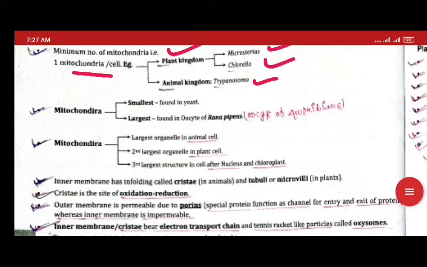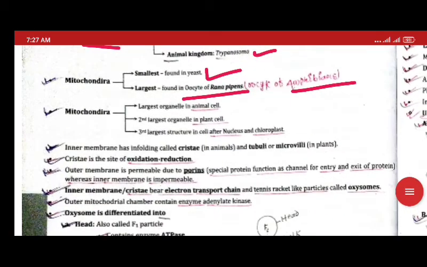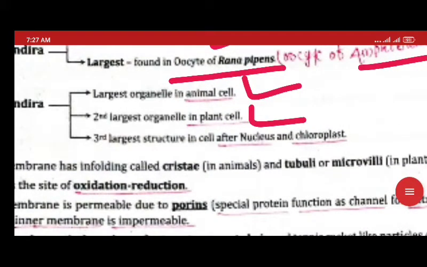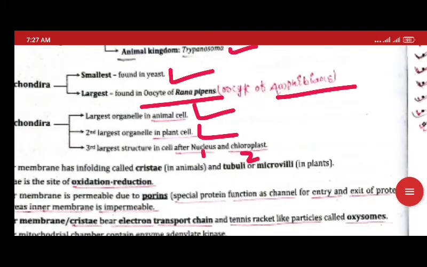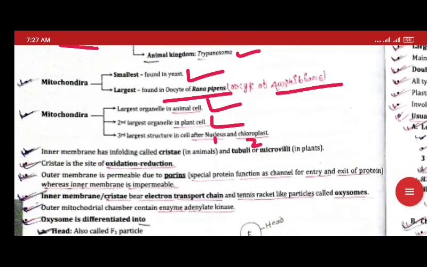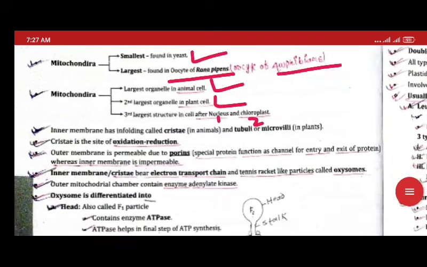Mitochondria is smallest in yeast and largest in the oocyte of Rana pipiens. So what type of organism is Rana pipiens? Amphibian. Now mitochondria is second largest in plant cells, third largest after nucleus and chloroplast. So in plants, first the nucleus is largest, then second chloroplast, then third is mitochondria. Here it is the second organelle, because the nucleus is not counted as an organelle, it is separate.